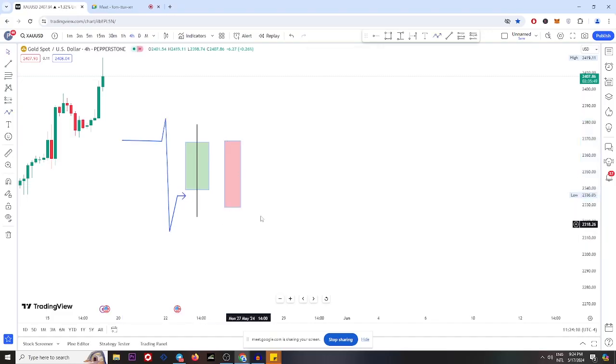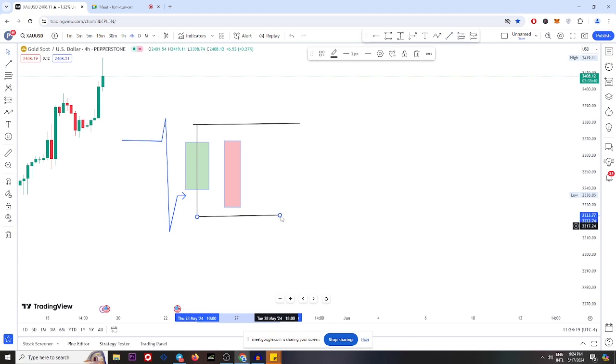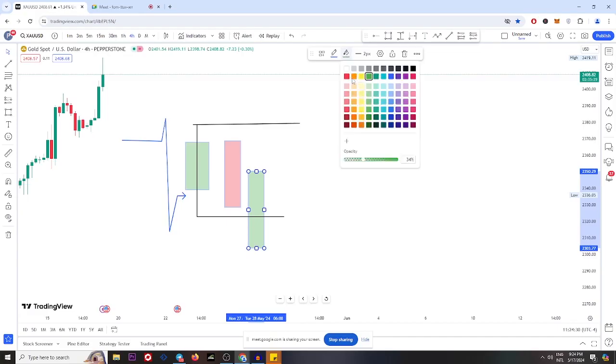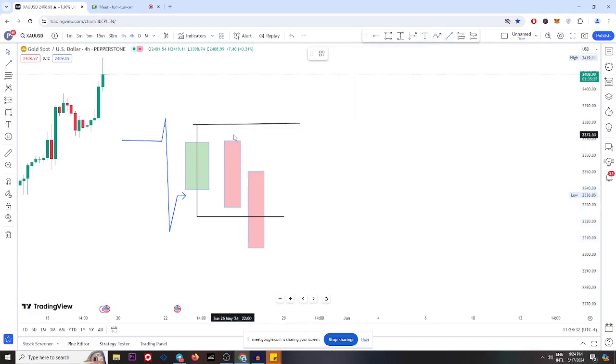If this one closed here and then we have this candle which is also red, then we are not going to call this particular scenario an engulfing. But when it closes like this, below the low of this green candle, now we are going to call it an engulfing.